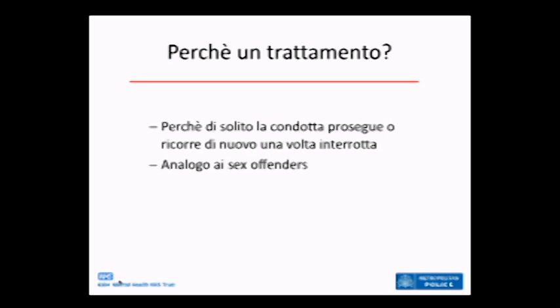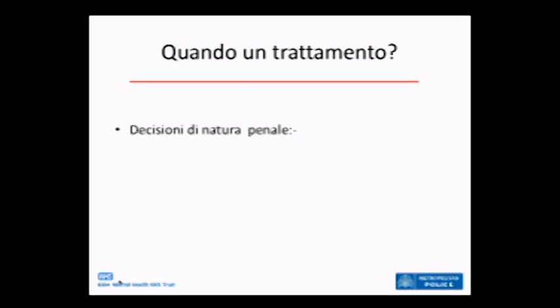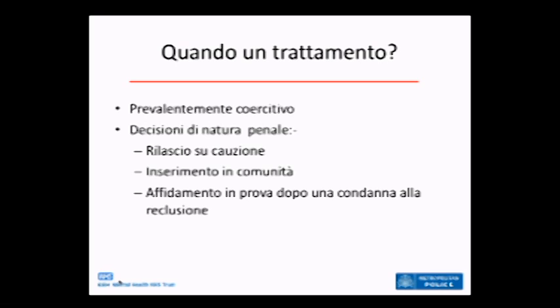And it is the same with stalkers. How do we get people into treatment? Well, it's usually on a compulsory basis, either as a condition of bail, a condition of a community sentence, a condition of parole after a prison sentence. And in some jurisdictions, you have mental health compulsory treatment, and this is also a framework in which stalking treatment can be initiated.